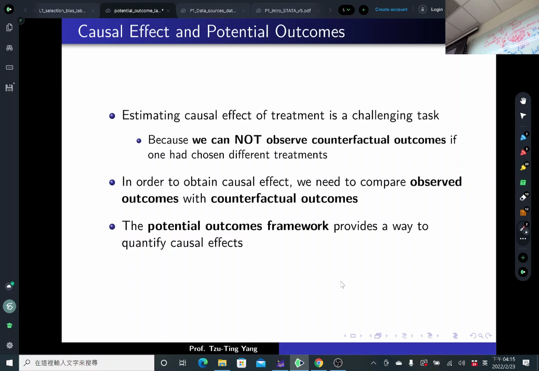So that means we need to compare the observed outcome with the counterfactual outcome. The outcome corresponding to the treatment which is realized, and the counterfactual outcome, where the treatment is not realized. So we will use the potential outcome framework. This is the framework that provides a way to help us define the causal effect, or even quantify or estimate the causal effect. The causal inference methods we will learn in this class will all be based on this framework, the potential outcome framework.